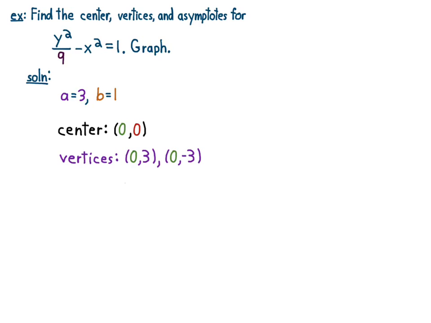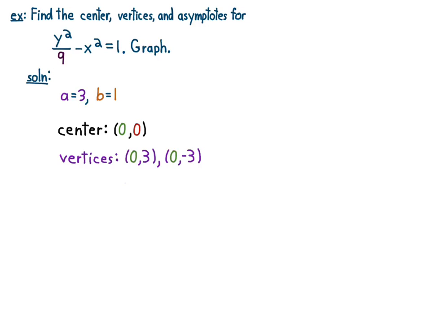So the vertices are going to be 0, 3, and 0, minus 3. So what did I do? I took A, which is 3. Remember, A for hyperbolas is always being squared underneath the first term, or the positive term, regardless of whether the first term is an x squared term or a y squared term. So in this case, it's a y squared term. So the vertices, that's why I colored the A purple, right? It's not because 9 is larger than 1, it's because 9 is under the positive term.